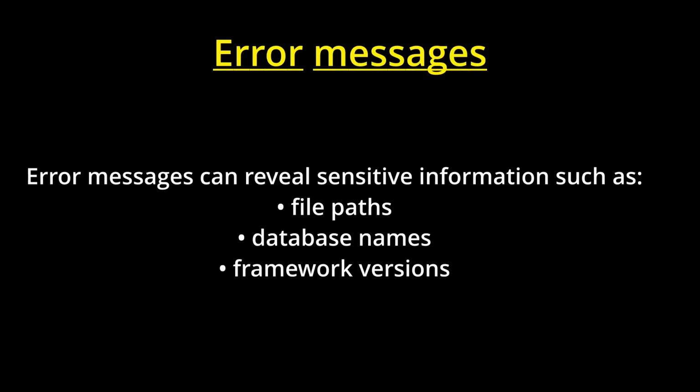Then the next one is error messages. Error messages can reveal sensitive information such as file paths, database names, and framework versions. Sometimes, if error messages are not properly filtered and are shown directly to the user, they can also reveal more internal sensitive information, like how the website is working and about its other functionalities.